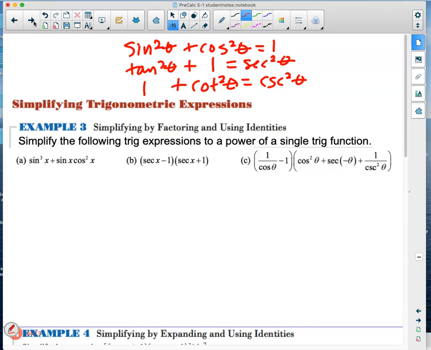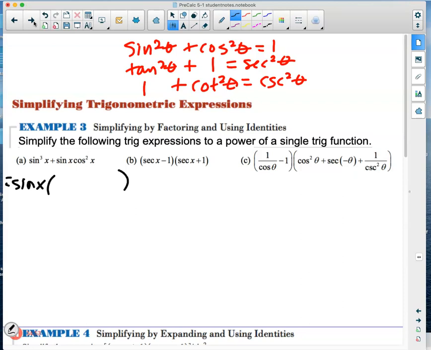So this says, simplifying by factoring and using identities. Simplify the following trig expressions to a power of a single trig function. Cedarholm, how would I know that this is the page I should write those down on? Powers. Anytime you start seeing powers of the trig functions, you should think, ooh, I got squareds coming out my ears in those formulas. I should be using those. But A is a cube. Well, if I could figure out a way to get that down to a squared, I think things would go nicely. Oh, that'd be factoring. I should factor out sine of x.